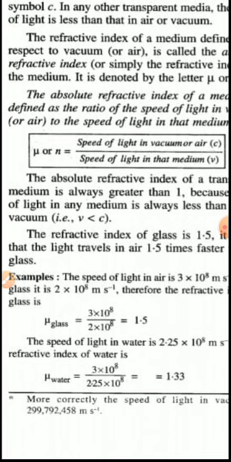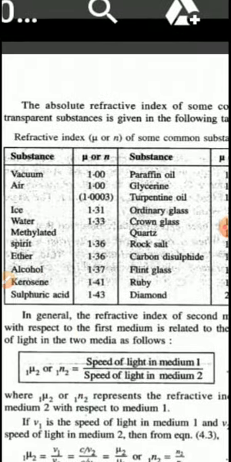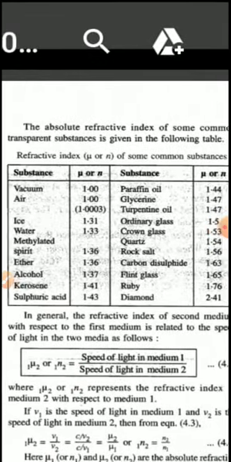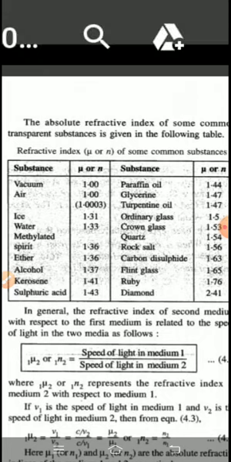Next one is for water. Water means speed of light in air divided by speed of light in water. So 10 power 8 will cancel. If you cancel this, you will get a value 1.33. All these values are constant, they are fixed. Like that, here they have done a calculation, a table which shows different refractive indexes for that particular medium. All these will be used in your higher classes. Maybe if you are doing any experiments, they will be using your refractive index.